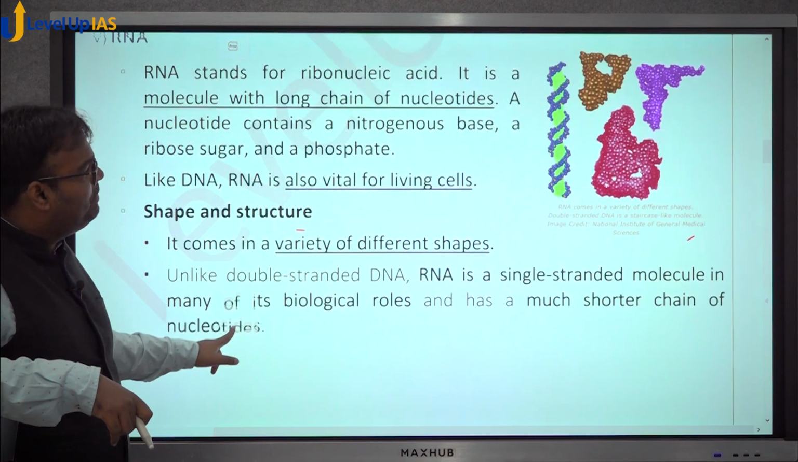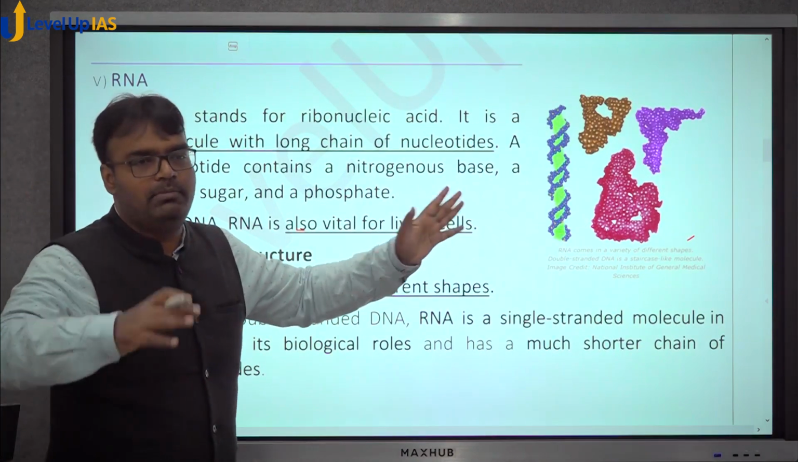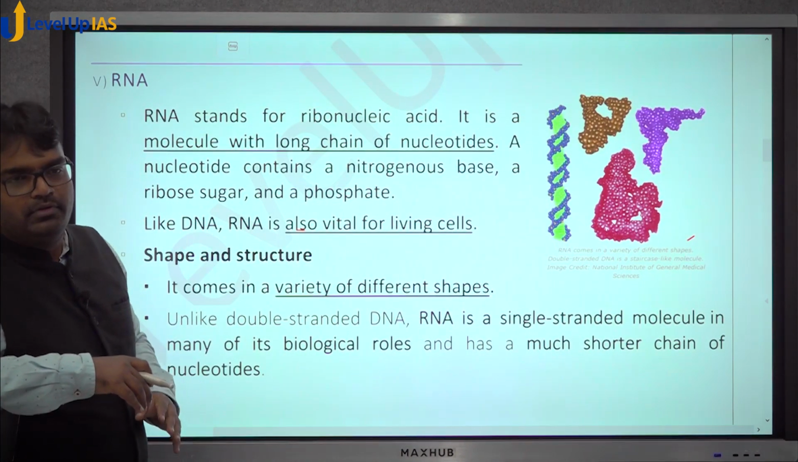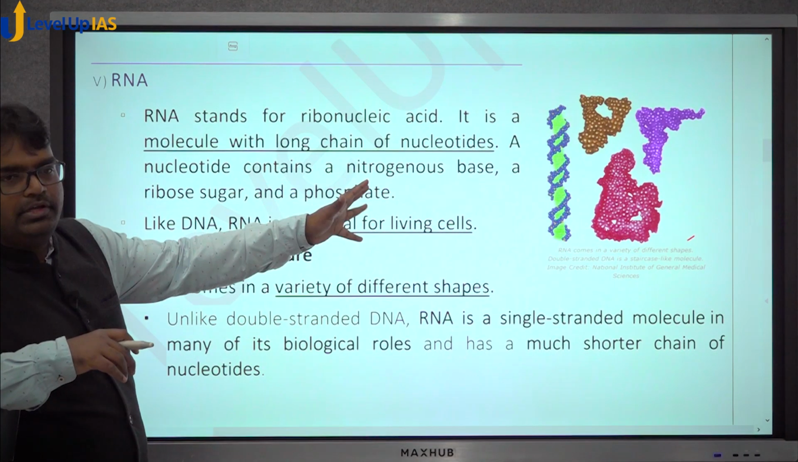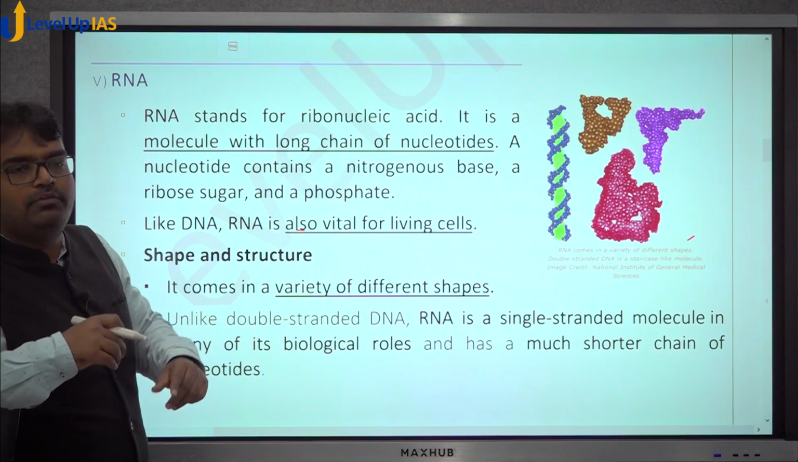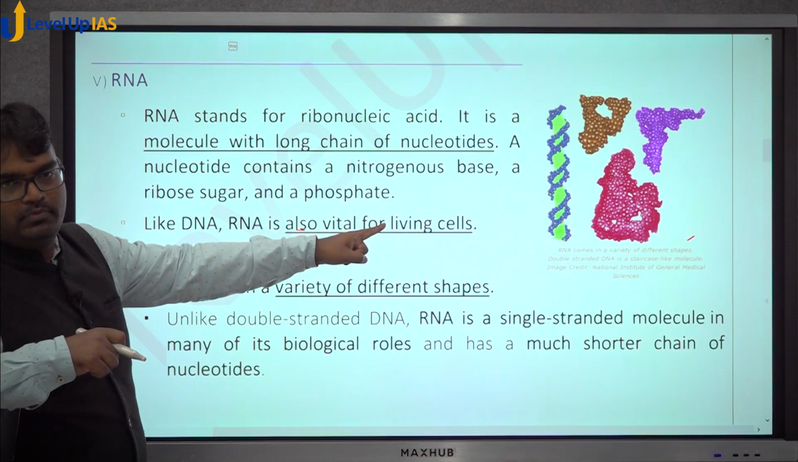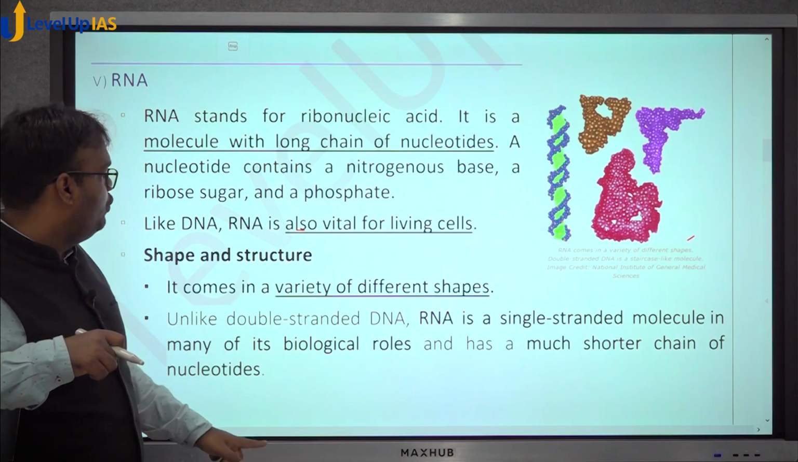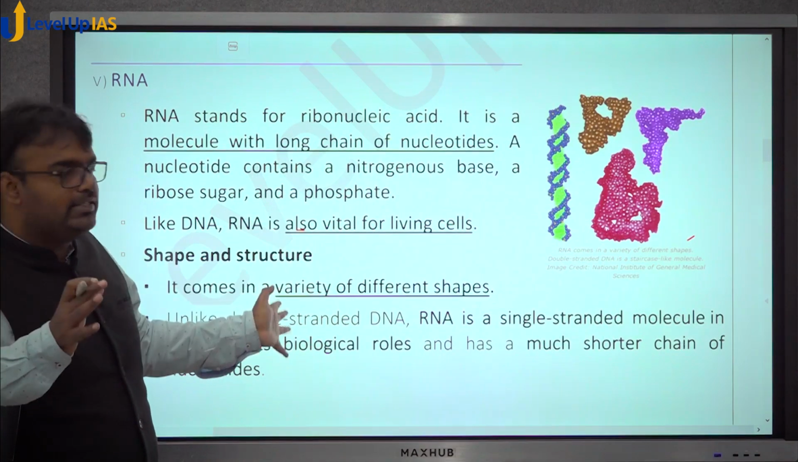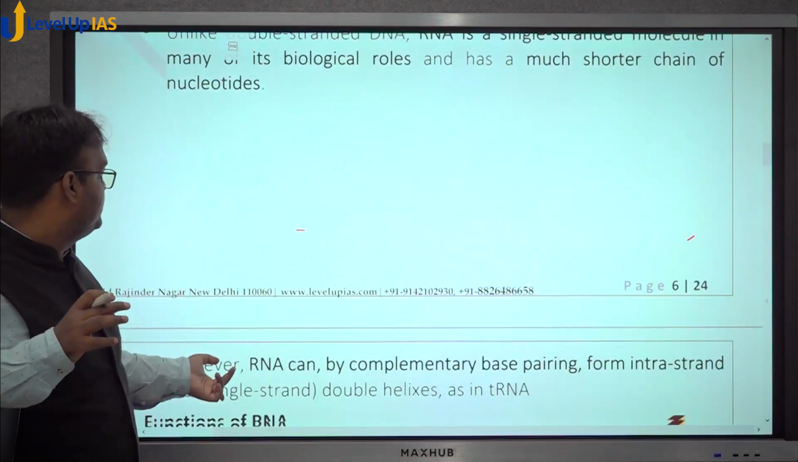So if you look at the shape and structure, it doesn't have that double helix structure. Its shape is not that well defined. It can form double helix shape in some cases, but not always. So basically RNA exists in different shapes.